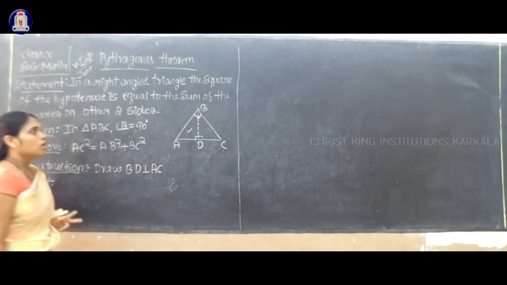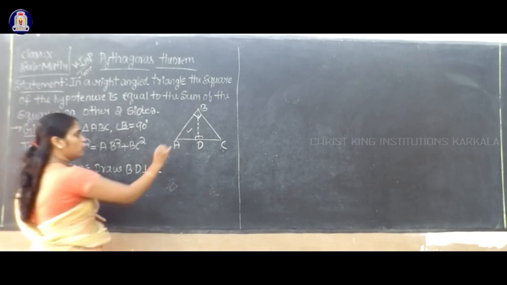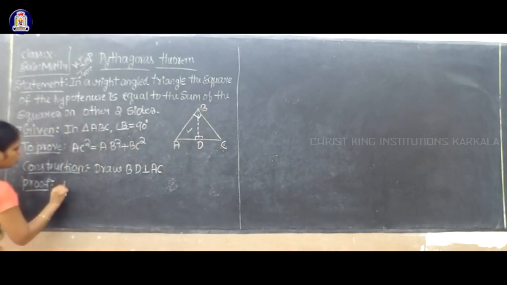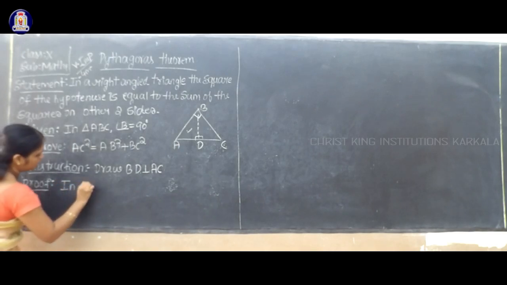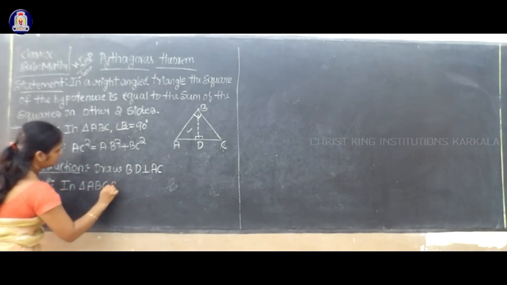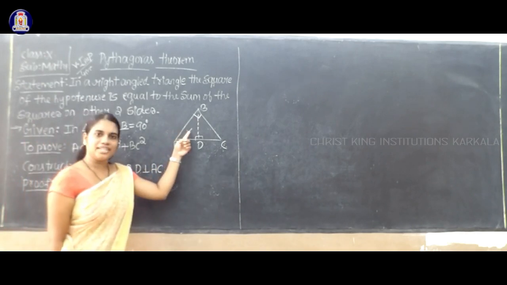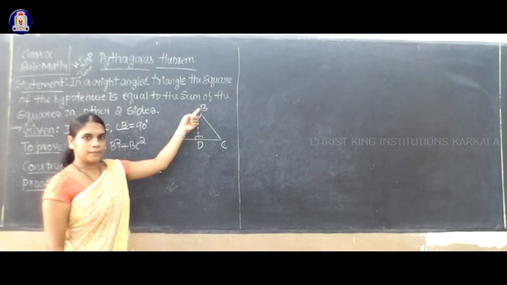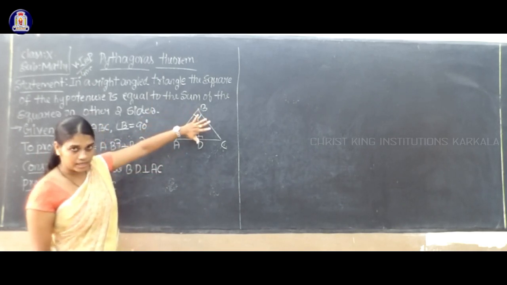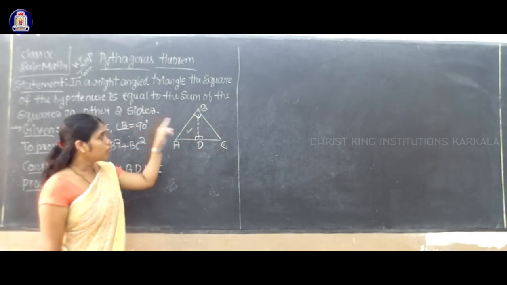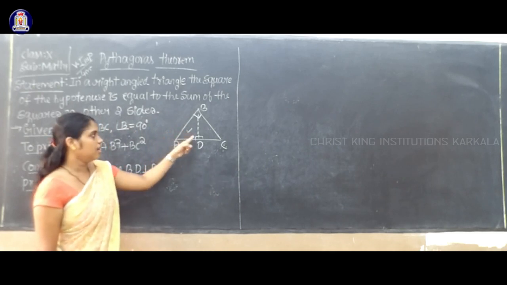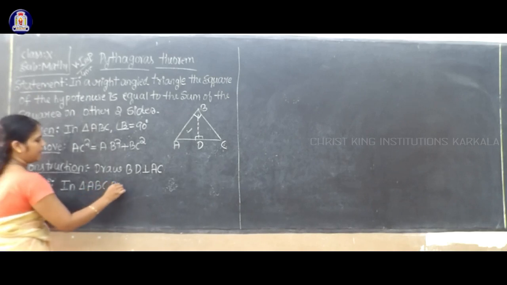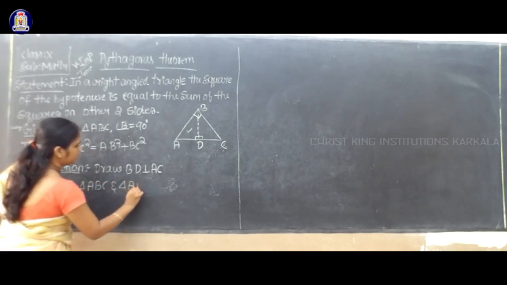Now first I will take the full triangle, that is right angled triangle ABC, and one more half right angled triangle, that is ADB. In triangle ABC and triangle ADB.